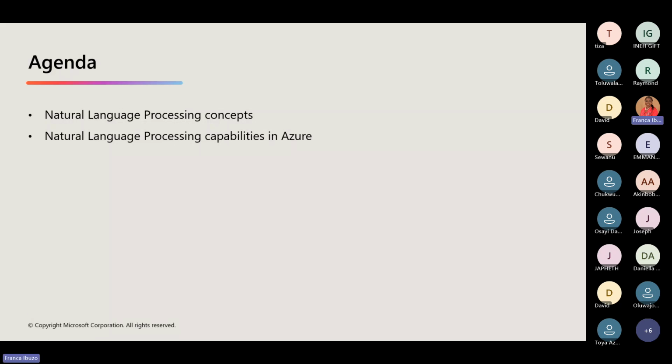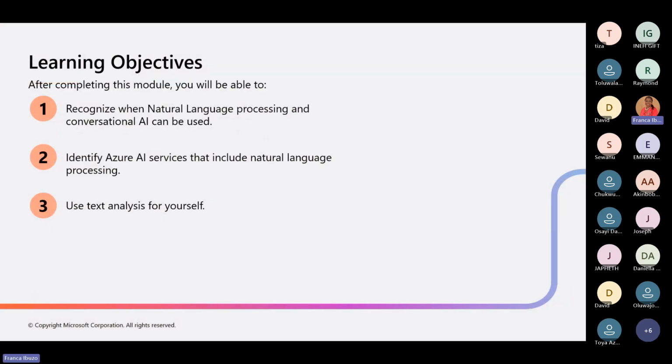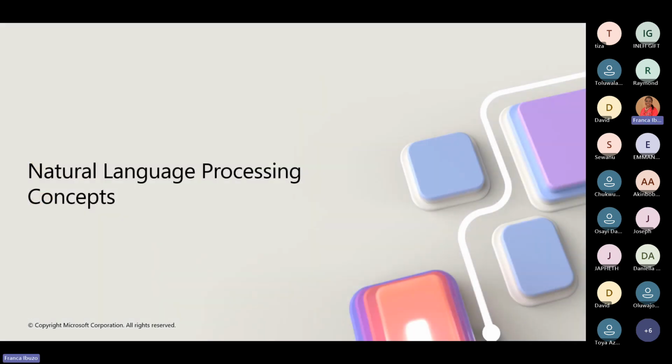Okay, the agenda is natural language processing concepts and natural language processing capabilities in Azure. And the learning objectives: after completing this module, you'll be able to, can you all hear me though? Yes, ma'am. Okay. So after completing this module, you'll be able to recognize when natural language processing or conversational AI can be used, identify Azure AI services that include natural language processing, and use text analysis for yourself. These are the learning objectives.